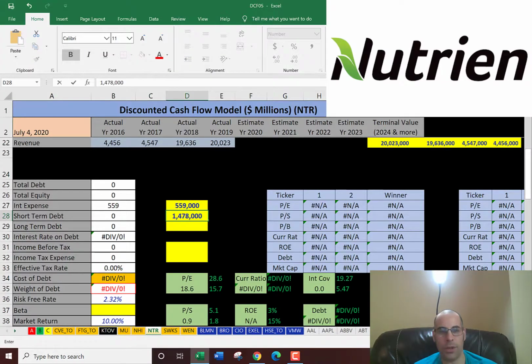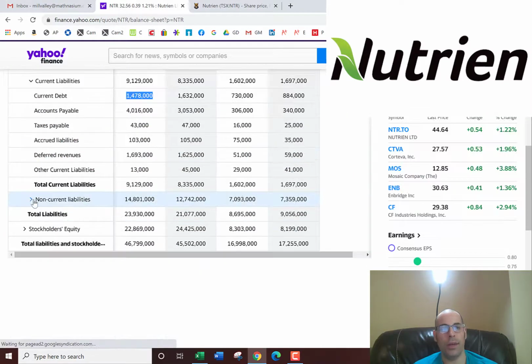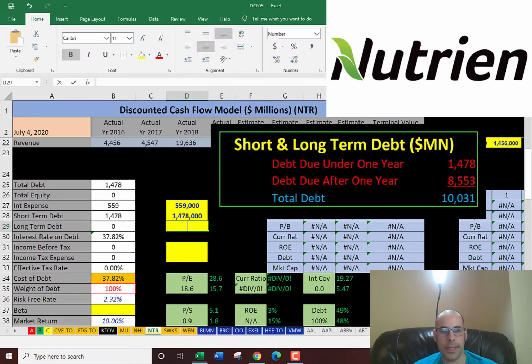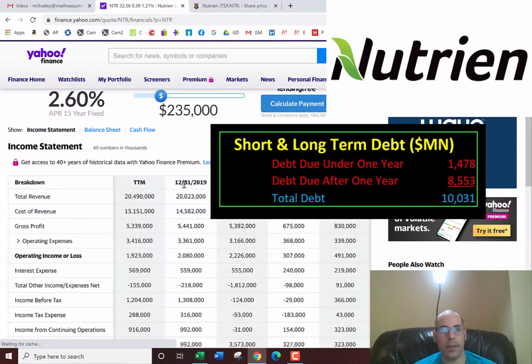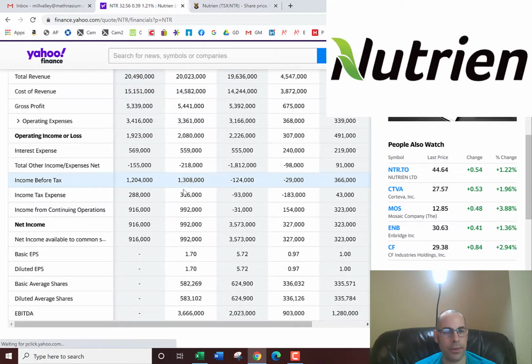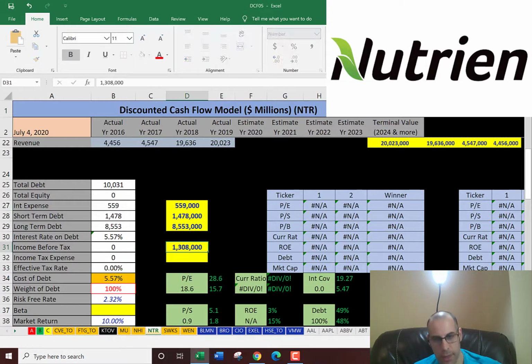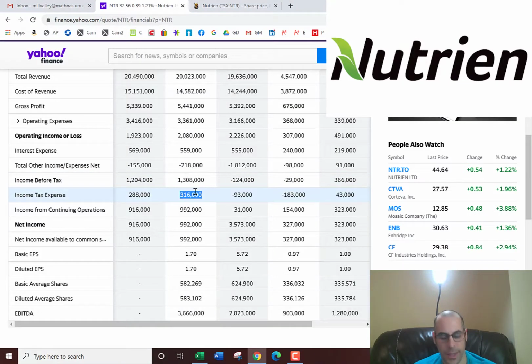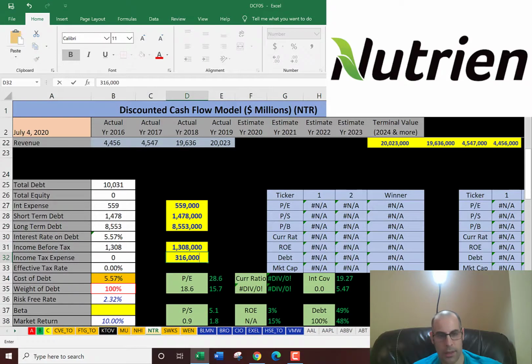That's debt due within 12 months. Under non-current liabilities, there's a long-term debt of $8.5 billion. That's debt due after 12 months. Since interest payments are tax deductible, let's get their effective tax rate. The income before tax is $1.3 billion. And also on the income statement, their income tax is $316 million. So the cost of debt is 4.23%.